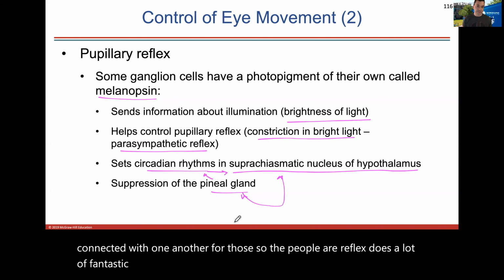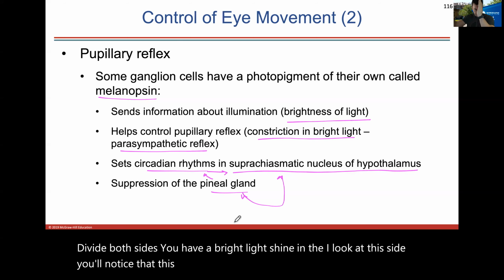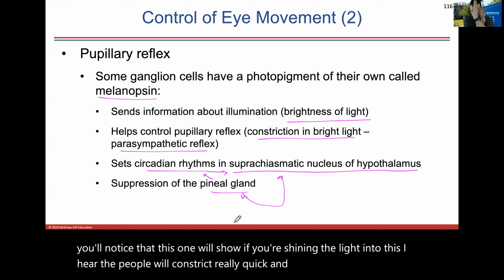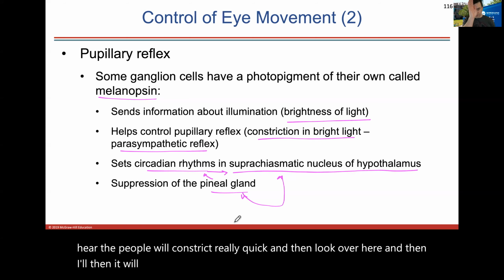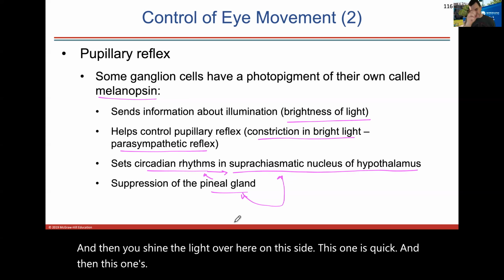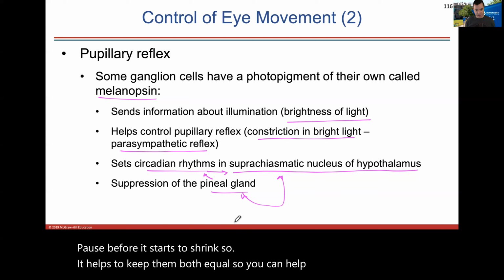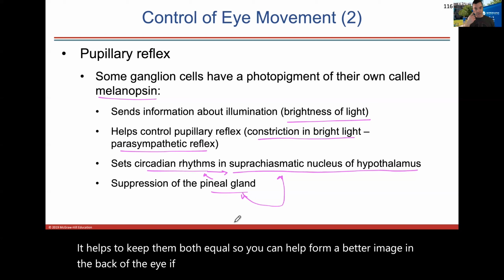In a clinic setting, you check it by dividing both sides, with a bright light shone in the eye. If you're shining the light into this eye here, the pupil will constrict really quick, and then look over here, and it will respond. Then you shine the light on this side, this one's quick, and then this one has a pause before it starts to shrink. So it helps to keep them both equal, so it can help form a better image in the back of the eye.